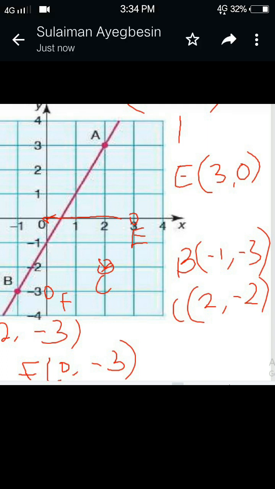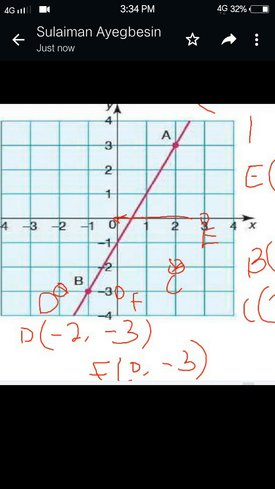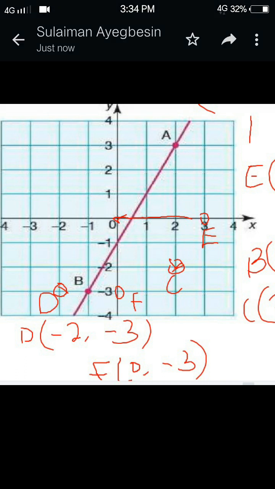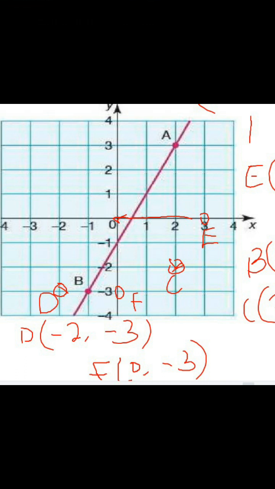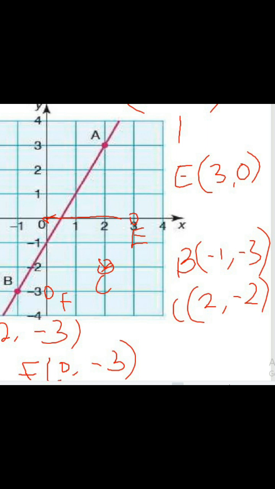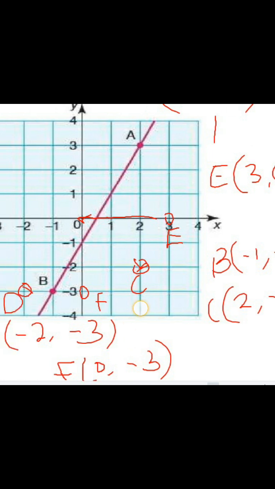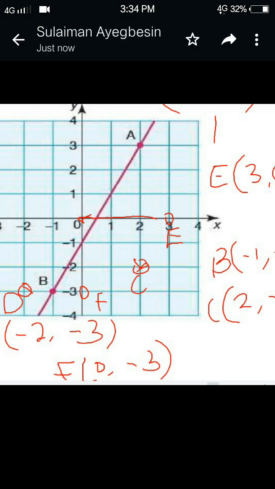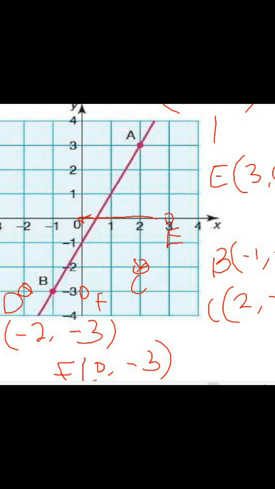Now point F. Point F is on the y-axis at the point -3. So that means if you trace it to the x-axis, it will be at 0. So F is going to be 0 comma -3. So 0 for x-axis, -3 for y-axis. So that is how to locate points on the Cartesian graph.